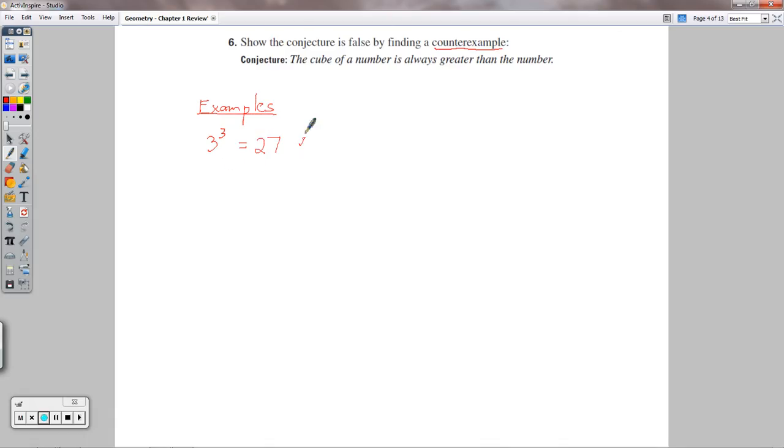Sure, so that would work. The conjecture would hold up in that case. If you took a bigger number than that, 5 cubed, that'd be 125. 125 is greater than 5. That holds. That's true. But what would happen if you went a little lower than 3? 2 cubed would be 8, so still holding, but getting closer. The difference between 2 and 8 is only 6, whereas between 3 and 27, that was 24.